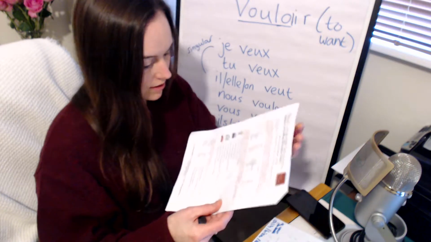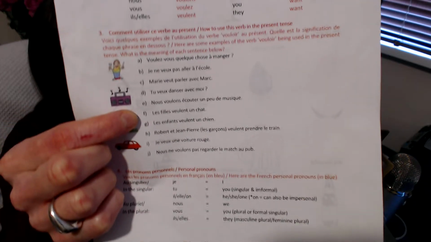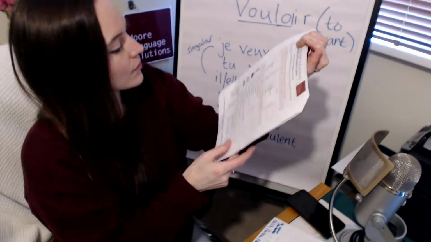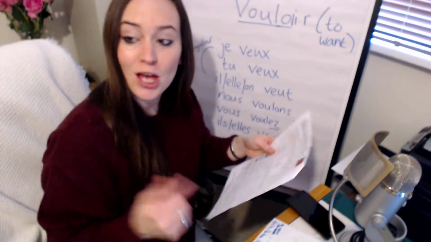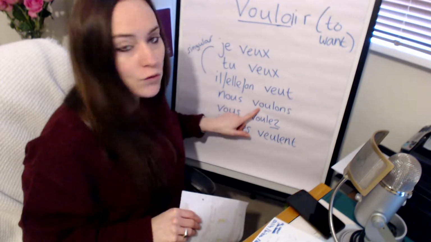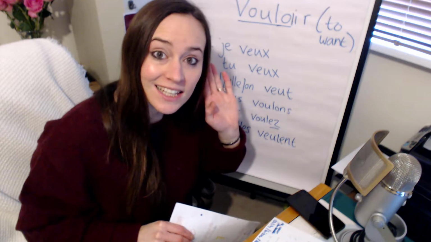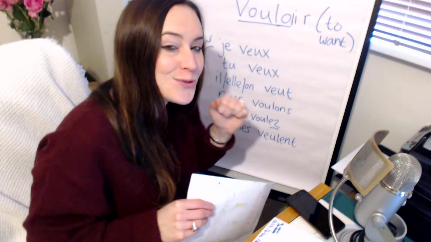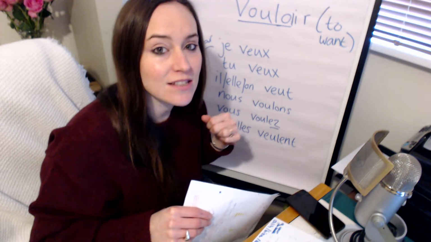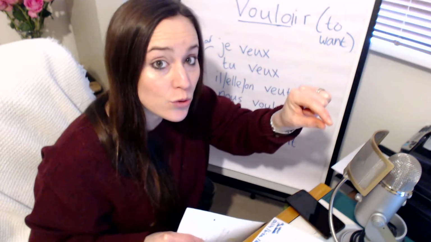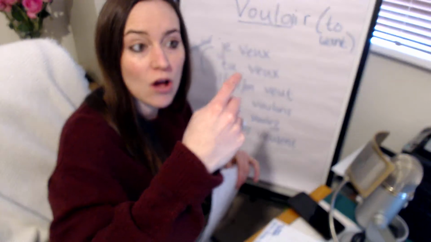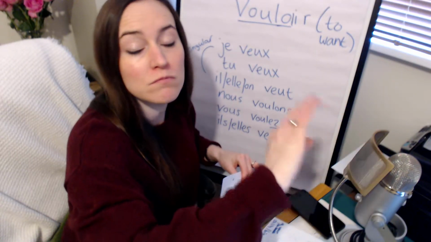Okay, this is veux, so this is exercise E. Nous voulons écouter un peu de musique. We want to listen to a bit of music. Un peu de, a little of, a bit of something.